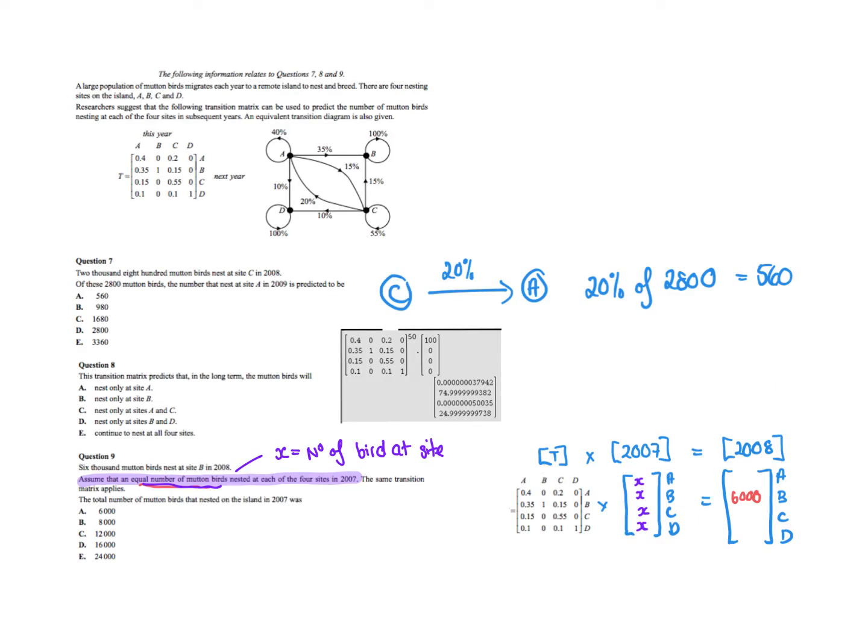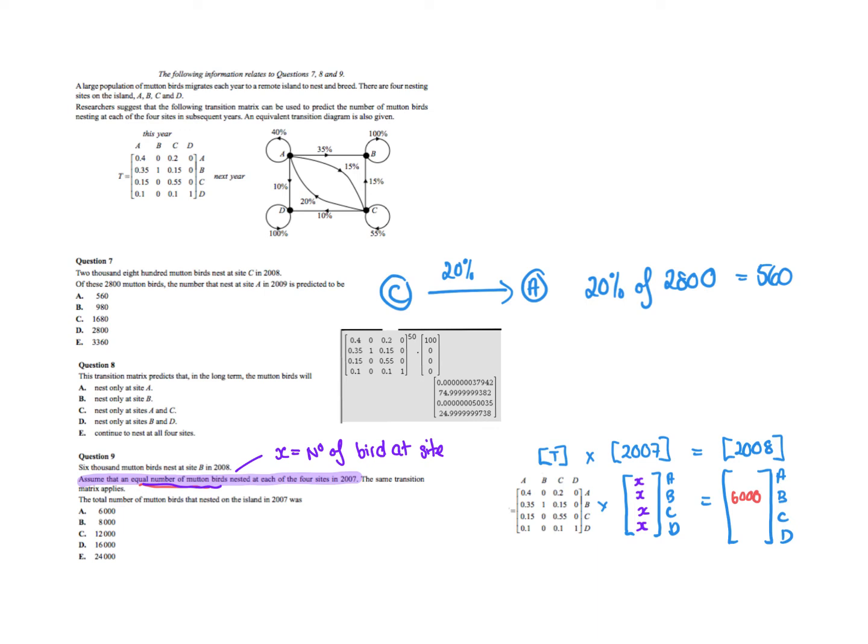Okay, a large population of mutton birds migrate to a remote island and nest and breed. There's 4 nesting sites. Researchers suggest that the following transition can be used to predict where they nest. Question 7.